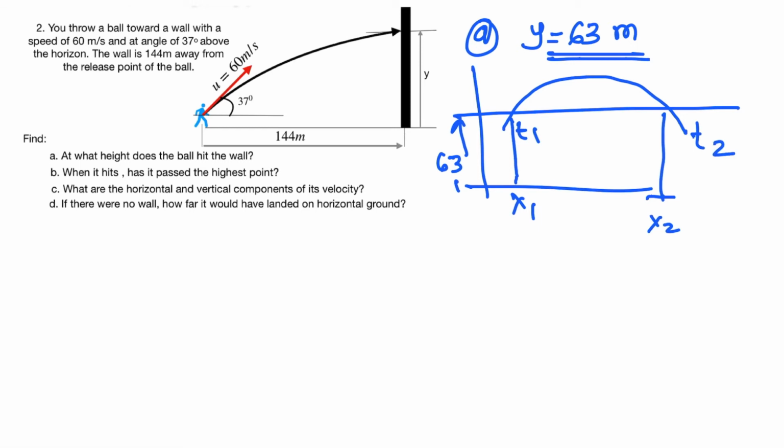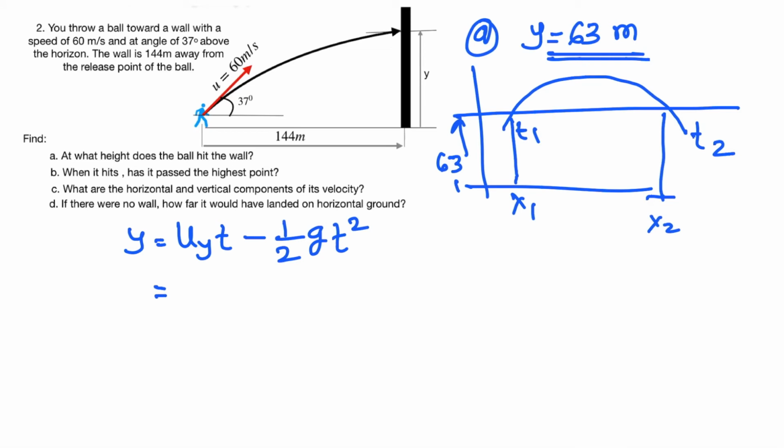To find these times, we have to use the displacement motion equation. y is equal to u_y t minus half g t square. Here u_y is the initial upward velocity, which is u sin theta.